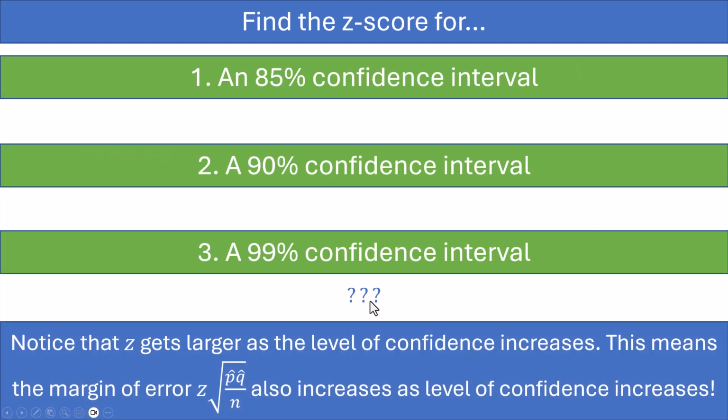And that actually is why when you increase the level of confidence, it increases the margin of error in a confidence interval. Remember, the margin of error is z times the square root of p hat q hat over n. And you may remember from a previous video that we said when we increase the level of confidence, we increase the margin of error. Now we're seeing that in the formula. When we increase the level of confidence, we increase the z-score, which is part of the margin of error formula.